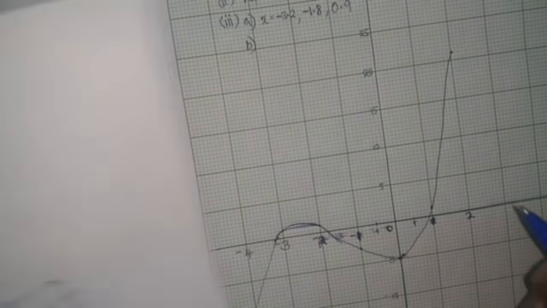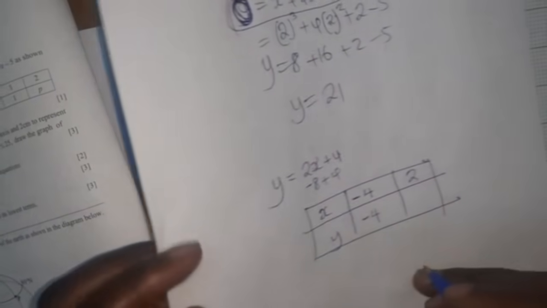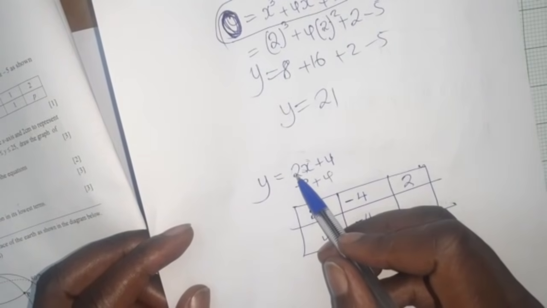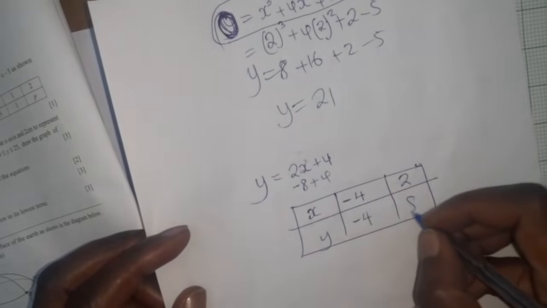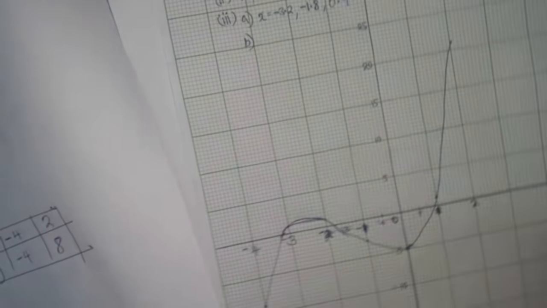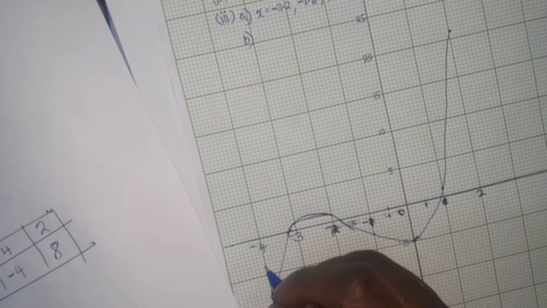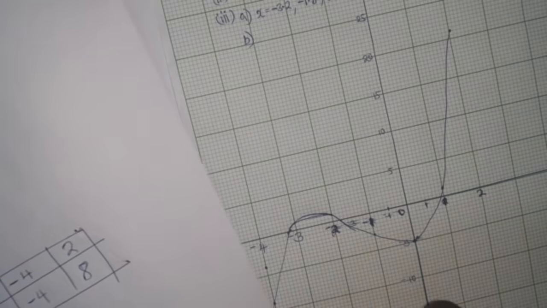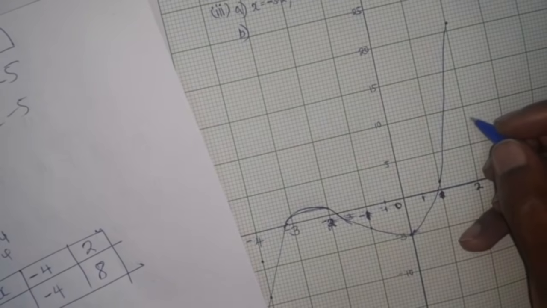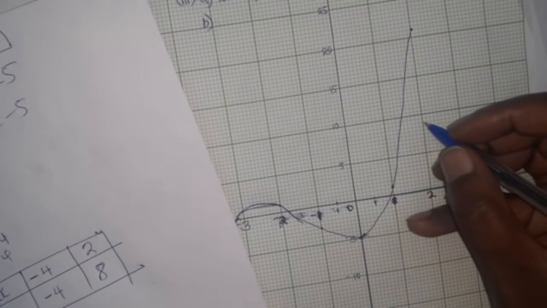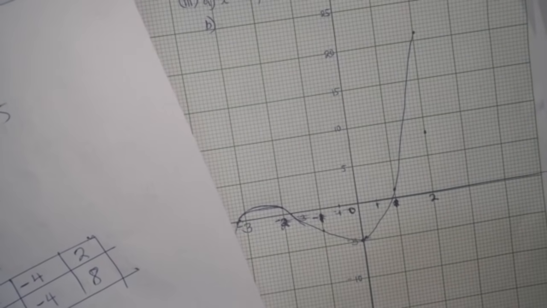Then I come to get 2. If x is equal to 2, then this is 2 multiplied by 2, which is 4, plus 4, so this will be 8. So I'll use these two coordinates: negative 4, negative 4 is this point here. Then 2, 8 is this point here.